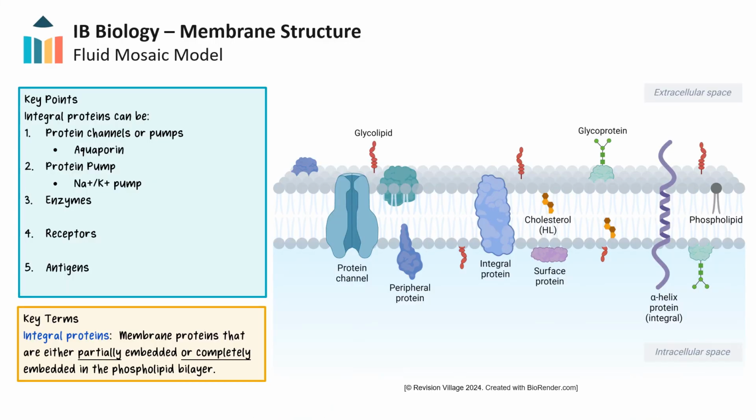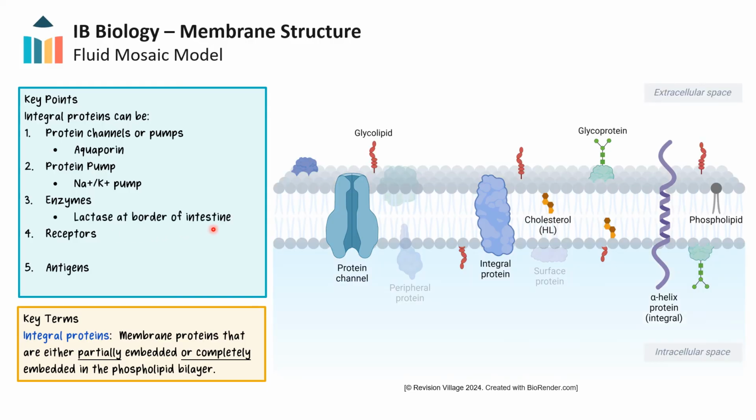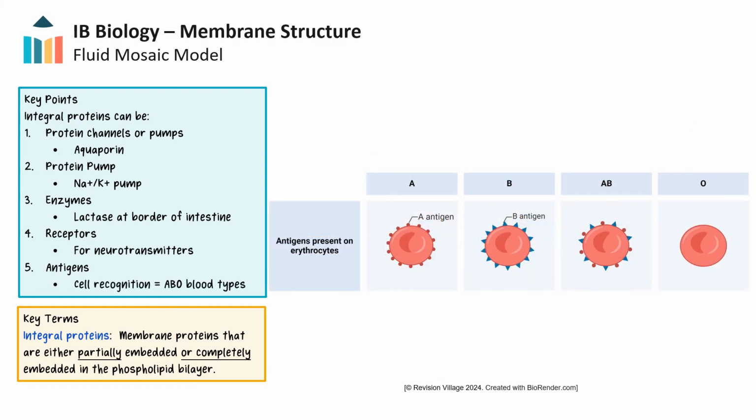Integral proteins can have many additional functions. They can function as enzymes like lactase that are at the brush border of the intestines to break down lactose. They can also act as receptors, such as the neurotransmitter receptors in a postsynaptic neuron that initiates an action potential. Integral proteins can also act as antigens, or cell recognition in the immune response, such as the antigens present on red blood cells of different blood types.